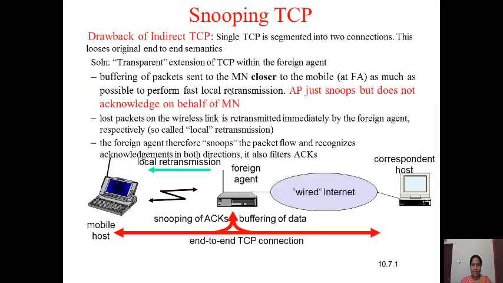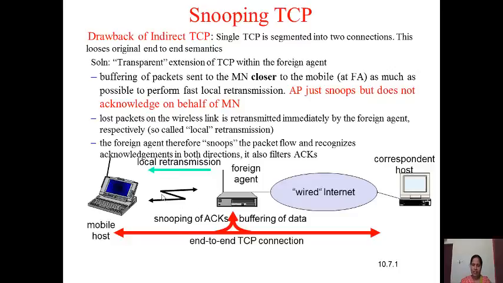Okay, and the next is about the Snoop TCP. We saw in the indirect TCP that the drawback is the TCP connection is segmented into two connections, and this loses the original end-to-end semantics, right? So to overcome this drawback, the solution they have proposed with snooping TCP is a transparent extension of the TCP with the foreign agent. They try to extend the wired part transparently towards the foreign agent, and all the packets are buffered at the foreign agent, where the foreign agent is expected to be closer to the mobile node, right?